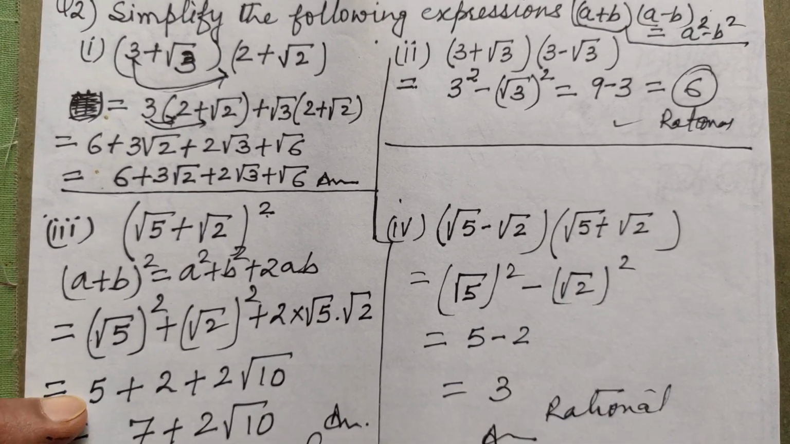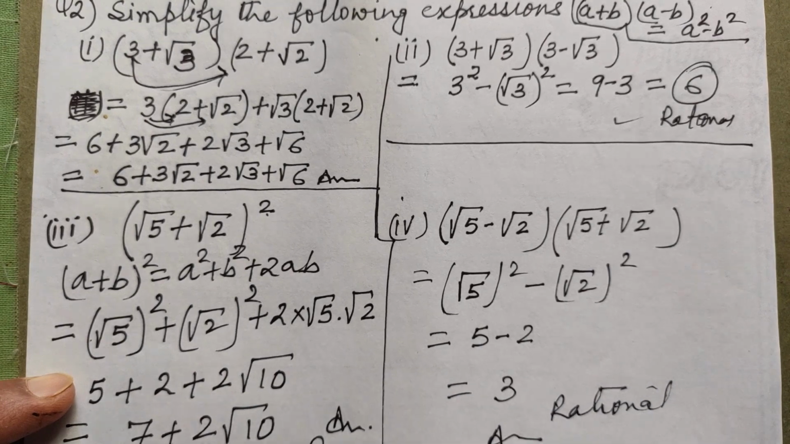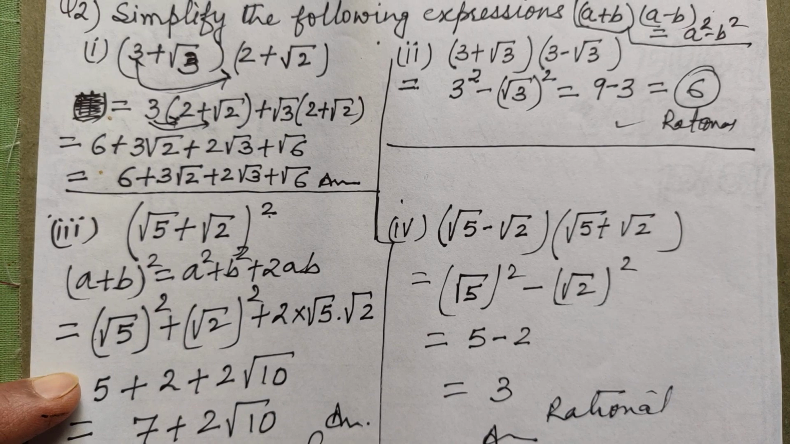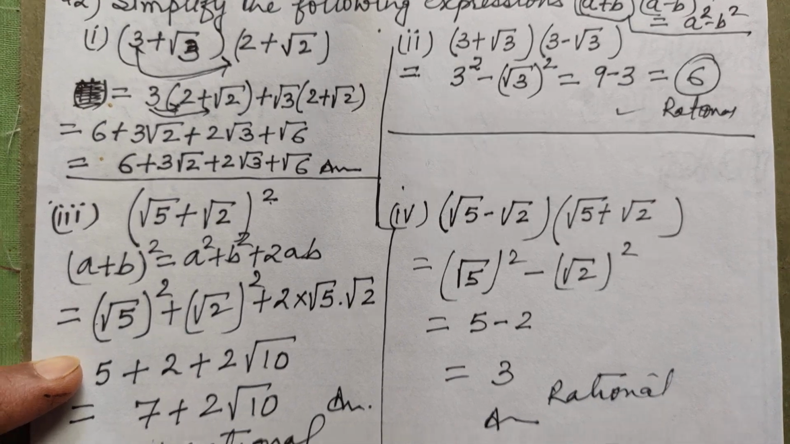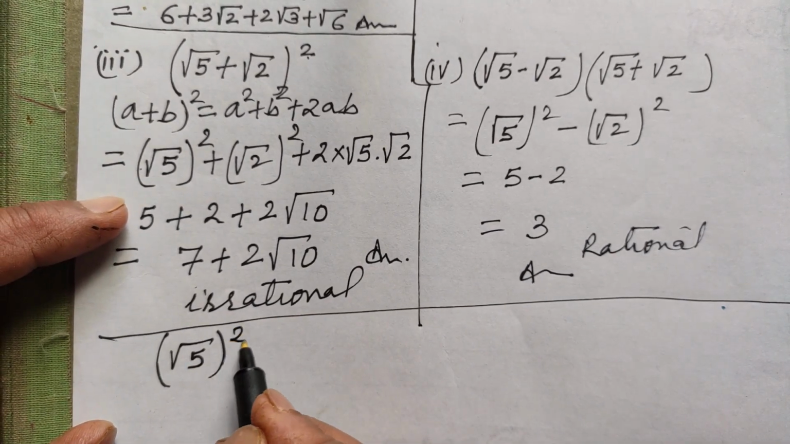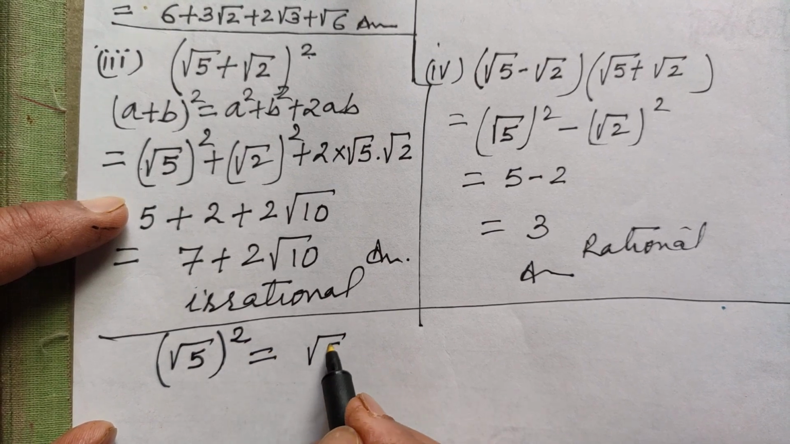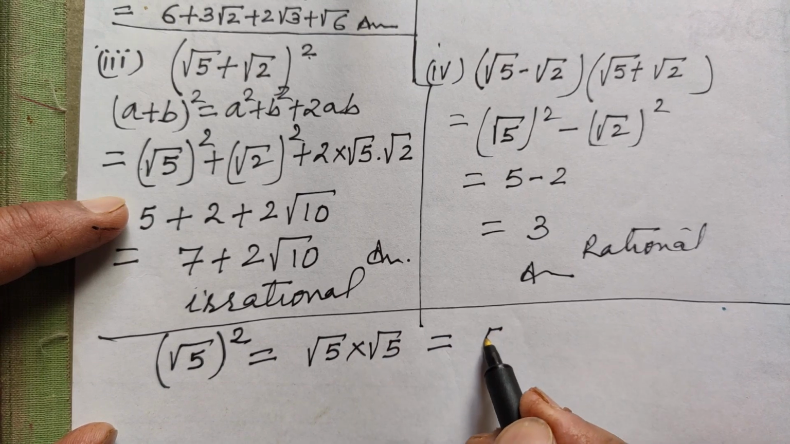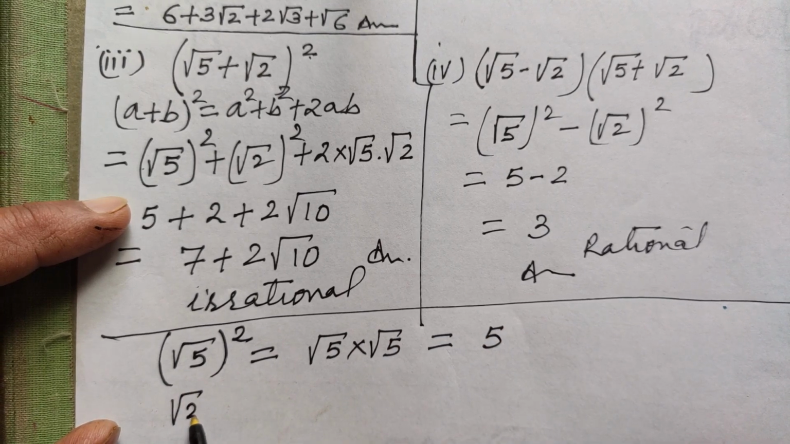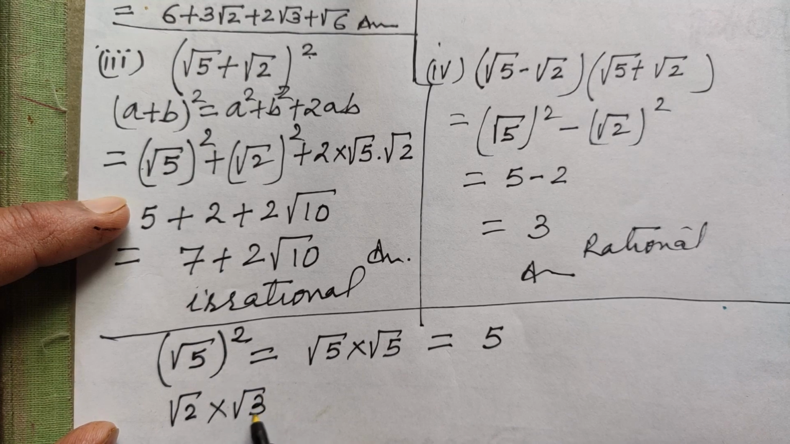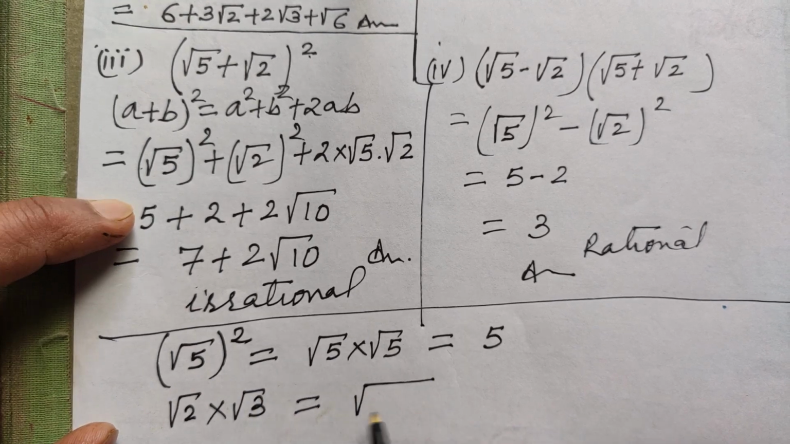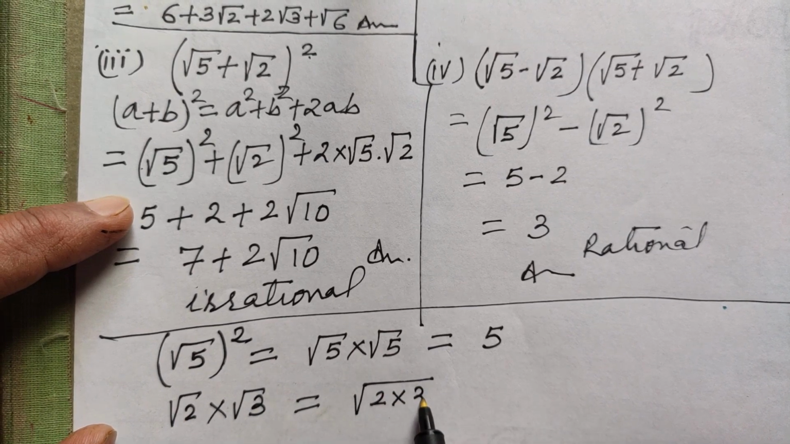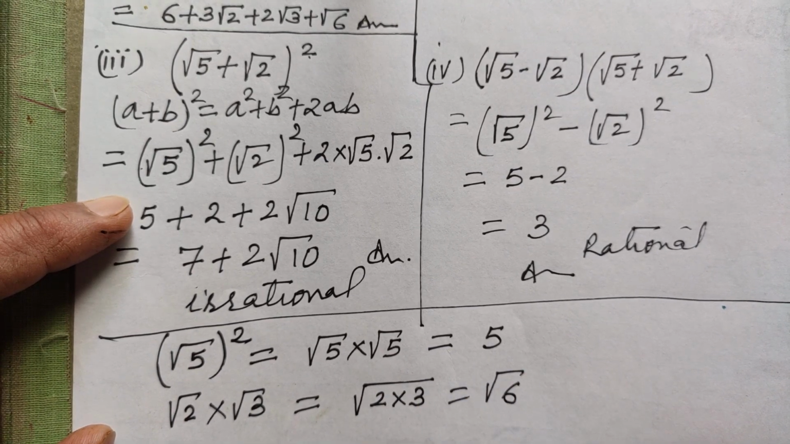So now children, you may be having some doubt regarding a certain kind of multiplication. For example, root 5 whole square. Root 5 whole square is root 5 into root 5, which is always equal to 5. Another expression, root 2 into root 3. So that will be written as under the root: when they are under the same square root sign, they can be multiplied together. So this is root 6.